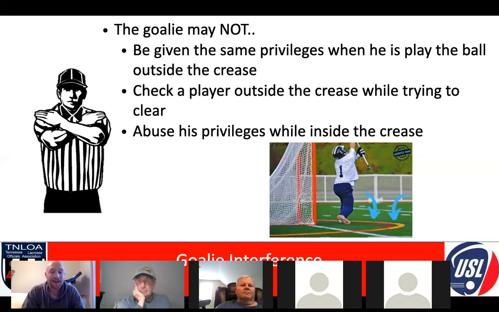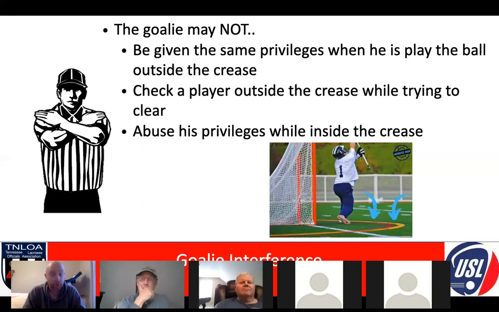And the goalie also may not abuse his privileges while inside the crease. I had this fall, a goalie who was not very good. The coach told him to wait for the offensive player to come in front of the crease and just pretend to pass the ball and make contact with the guy in front of the crease. He did it 4 times. The 5th time, I didn't give it to him. He cannot abuse his privileges for a free clear. He is not allowed to do so.